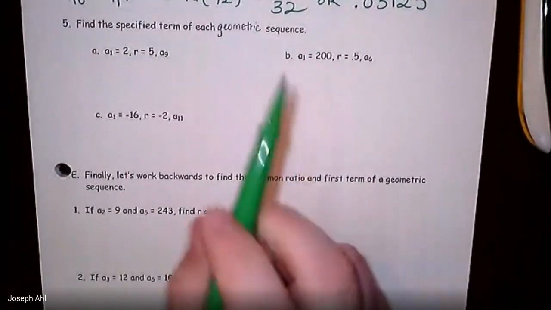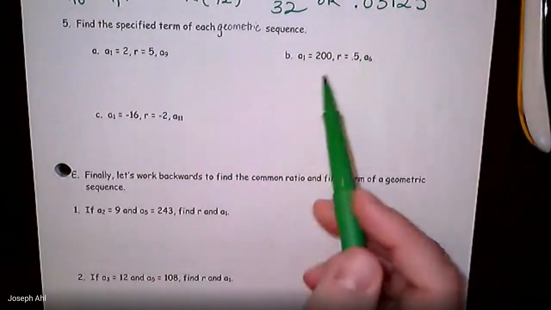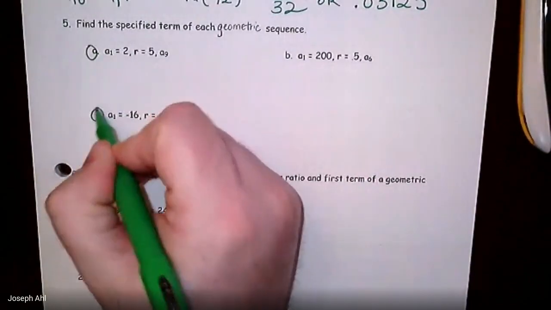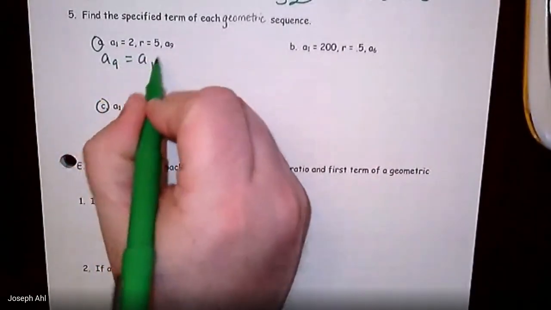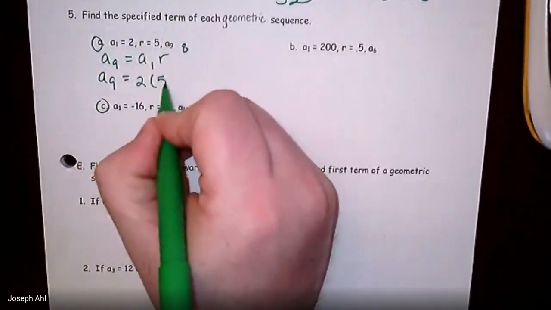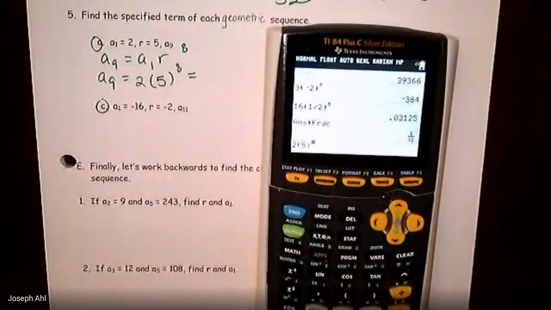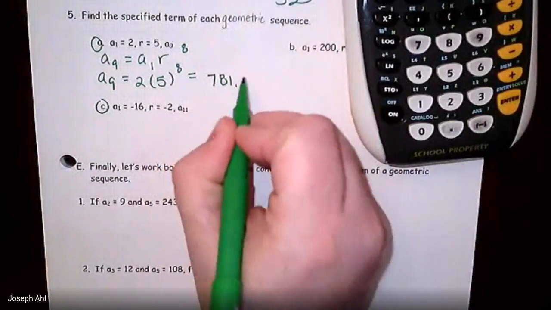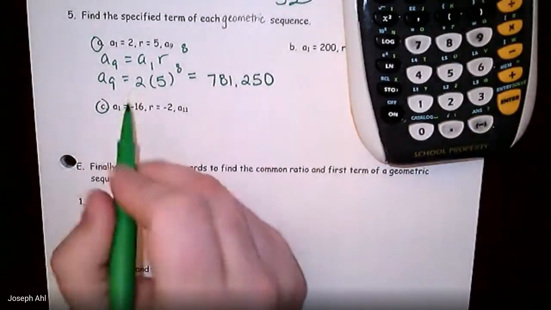Okay, I may not do all of these, but taking a look at given a1 and a value of r, could we find the 9th term, or in this case, the 6th or the 11th? Maybe I'll just quickly do a and c here. You can go back and check b later. So for part a, a9 would equal a1 times r to the 8th. So that would be 2 times 5 to the 8th power. If I plug that information in, it's going to be a big number. 2 times 5 to the 8th is 781,250.